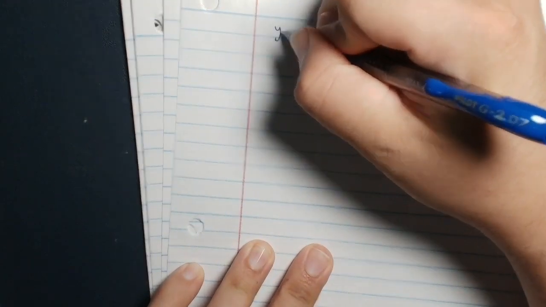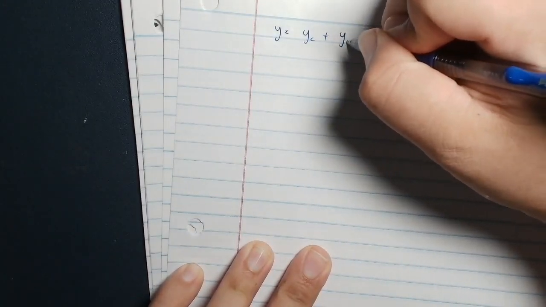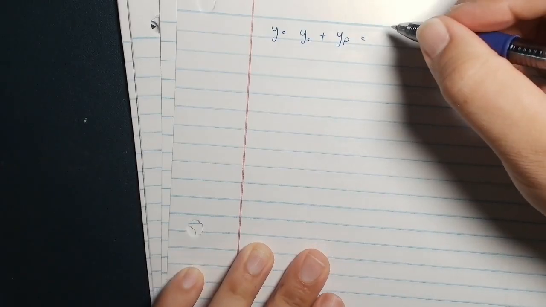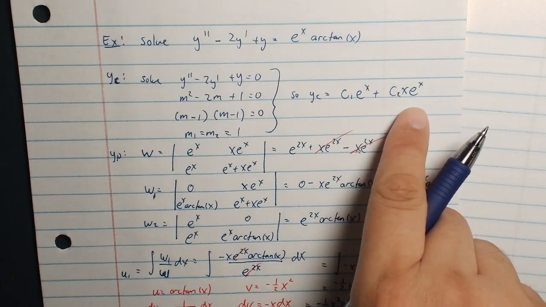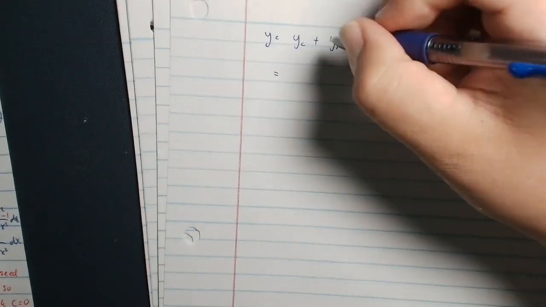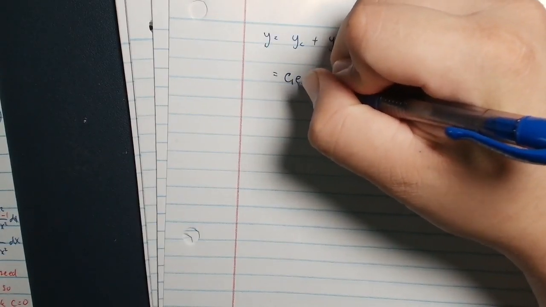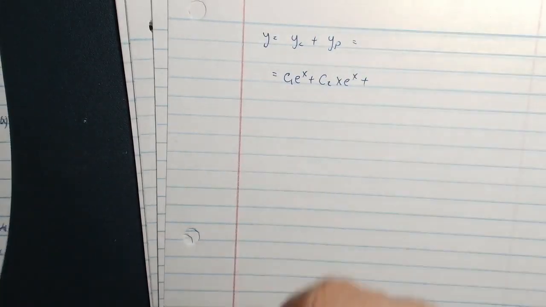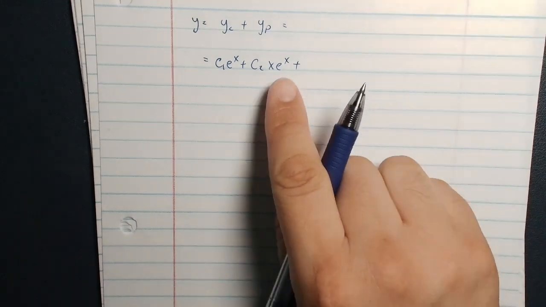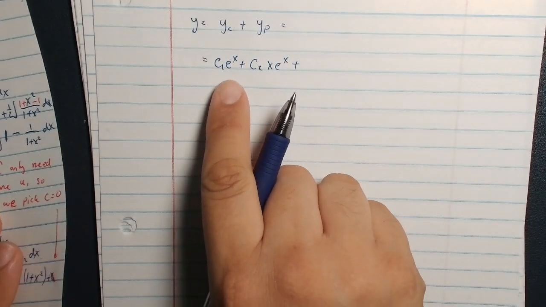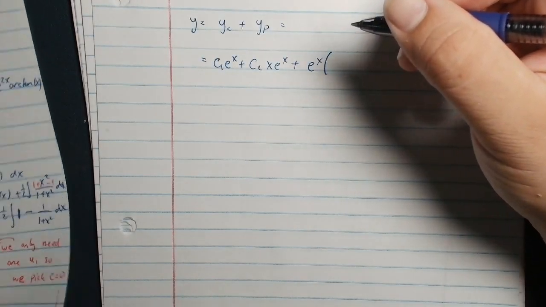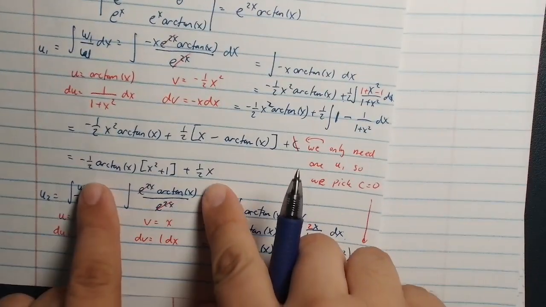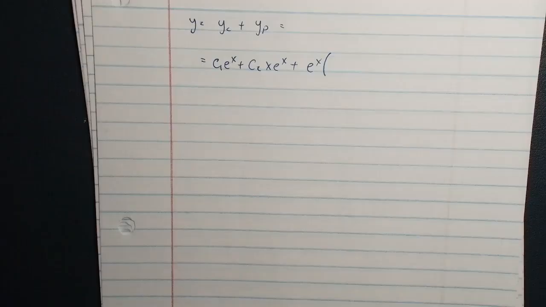Remember that our general solution y is equal to y sub c plus y sub p, which, well, we know what our y sub c is. We found that at the very beginning. That was c1 e to the x plus c2 x e to the x plus, and now to find our particular solution, we're going to take our y1, which is the e to the x, and multiply it by our u1, which we found earlier was all of this stuff. So let's go ahead and write that out.